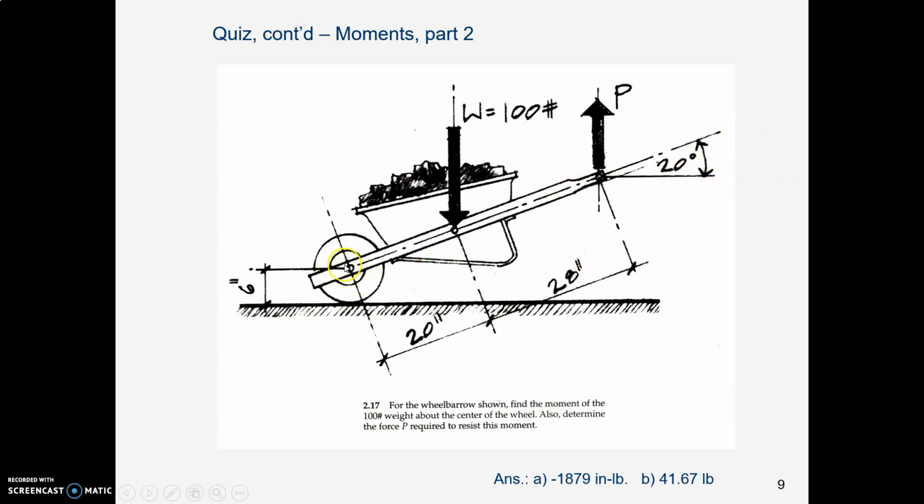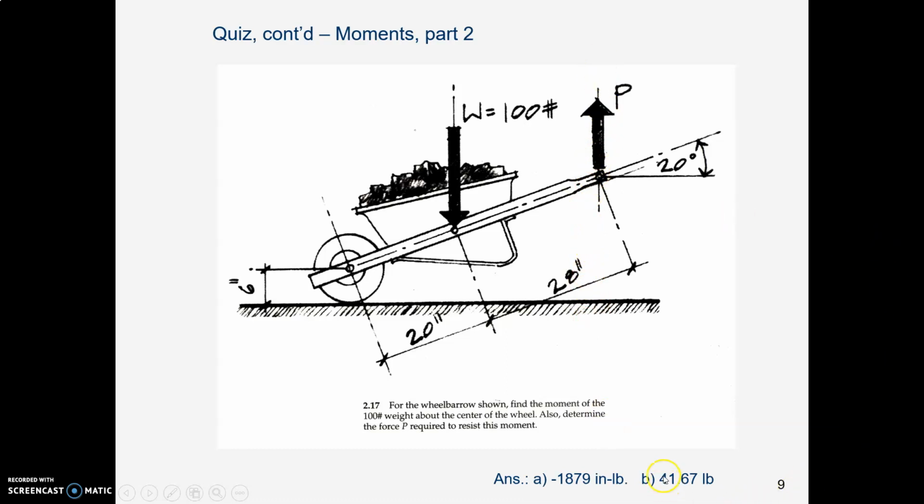And along that handle, it's 20 inches from the axle of the wheel up to where the dirt is acting. And then it's another 28 inches from there to where you're pulling up. That's the setup. Now the question is, he's asking you two things. Find the moment of the 100-pound weight around the center of the wheel, so that's this thing, and then find out how big a force you need in order to resist that weight.